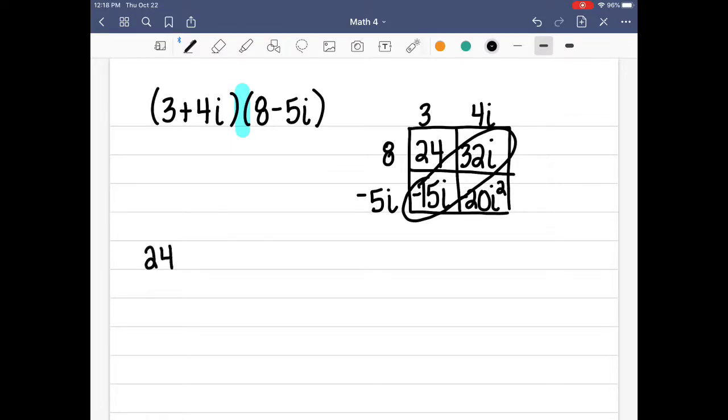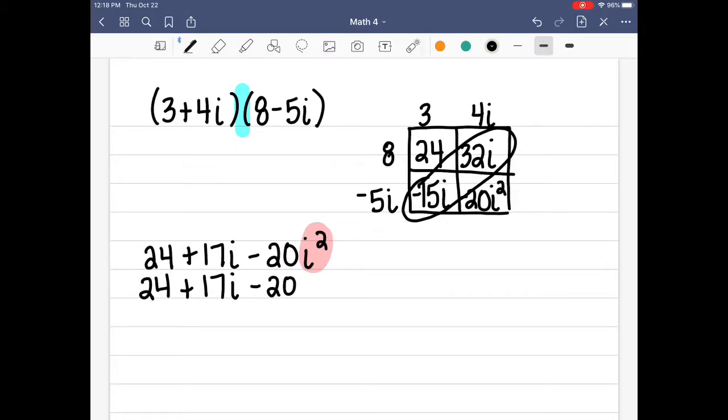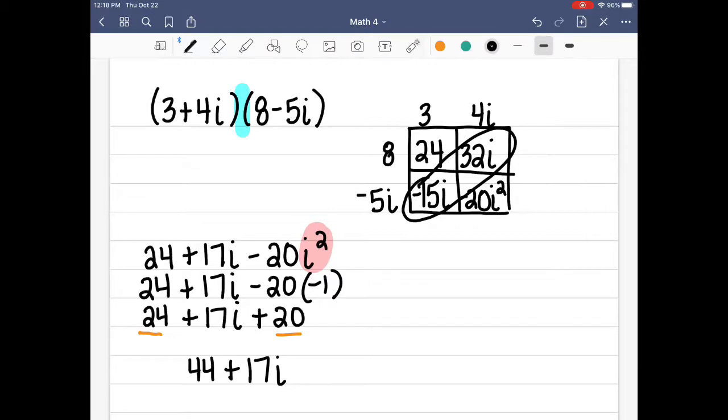So I'm going to write this out. So I have 24 plus 17i. And then I have minus 20i squared. So in this situation, again, with that i squared, I'm going to substitute -1 in for i squared. So I have -20 times -1. So that's going to simplify to +20. And then I'm going to again combine my like terms here. So I have 24 and I have 20. And that's going to give me 44 plus 17i.